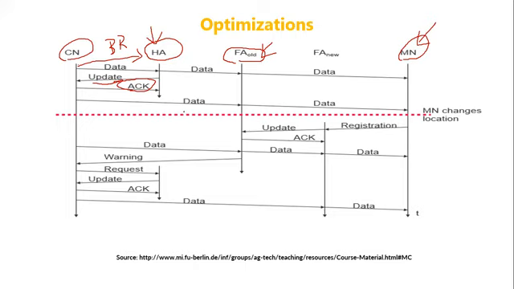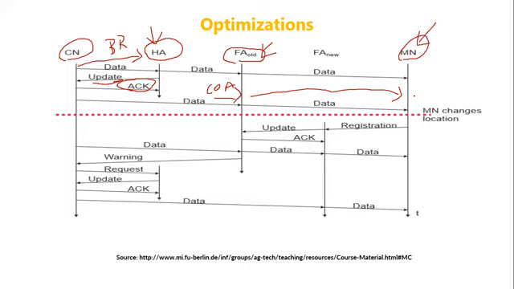So now if it wants to send any data, it just sends the data directly to FA old, because the mobile node is registered with FA old, and FA old will forward the packet to the mobile node. Because FA old is the COA, the CN sends the data to FA old, and FA old forwards the packet to the mobile node.